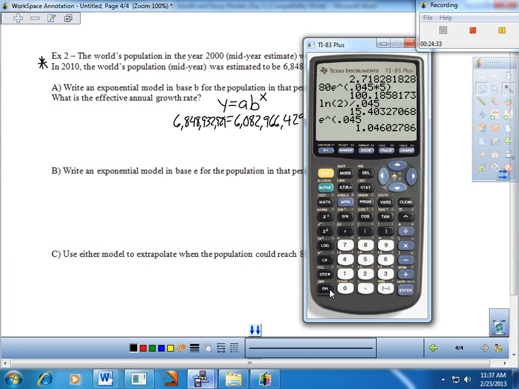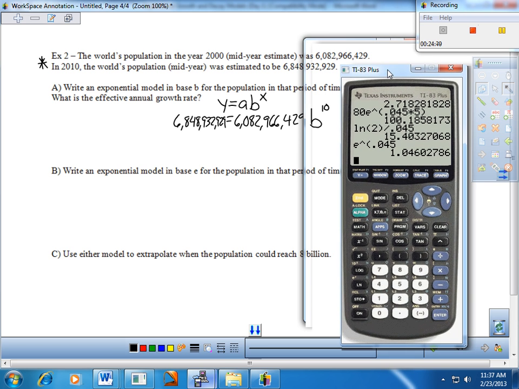So let's finish up nice and strong on this one. This is a great problem. Let me make sure I've got my numbers correct. So 6,848,932,929, take that and divide it by 6,082,966,429. All right, I think I've got it. There we go, and perfect. So I get about 1.1259.